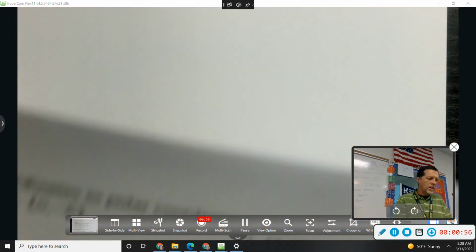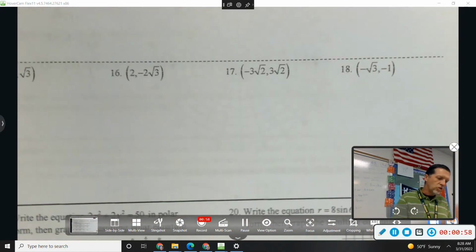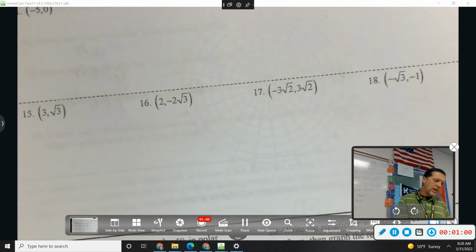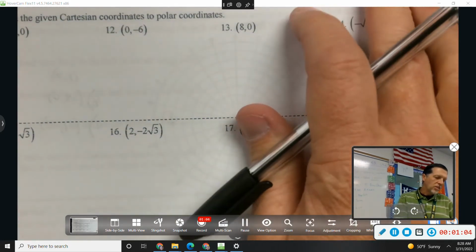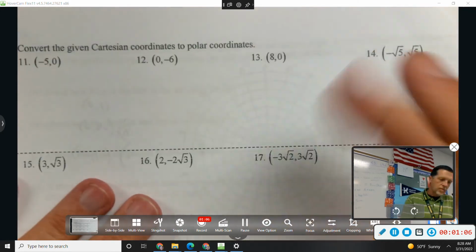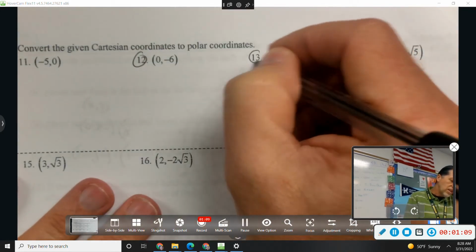On to the back. More conversions. So a conversion in the 11 through 18. Which one? You got a preference? 12 and 13. 12 and 14.